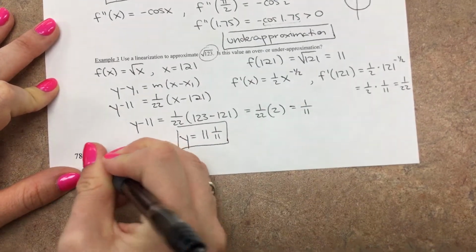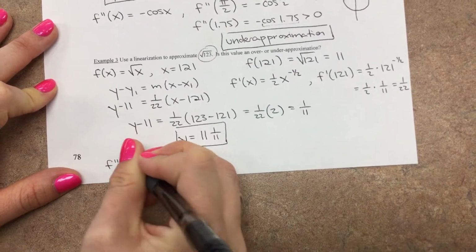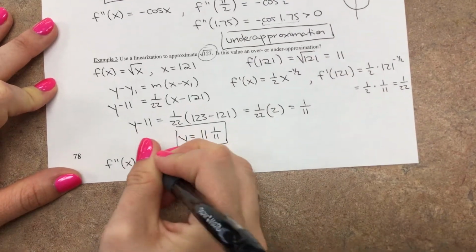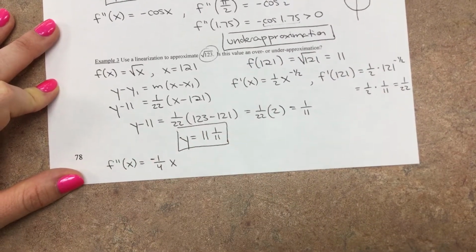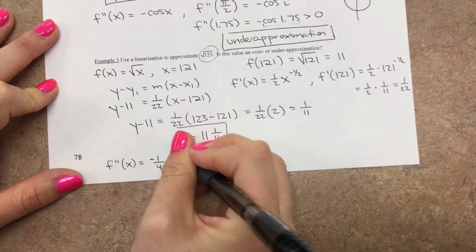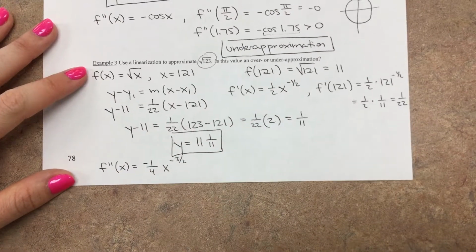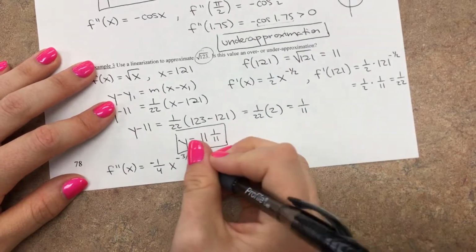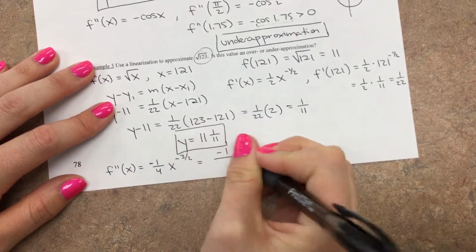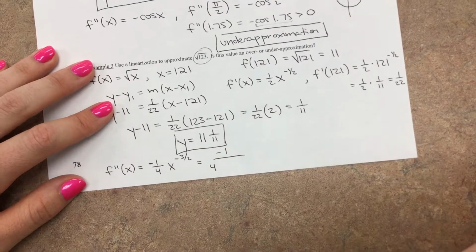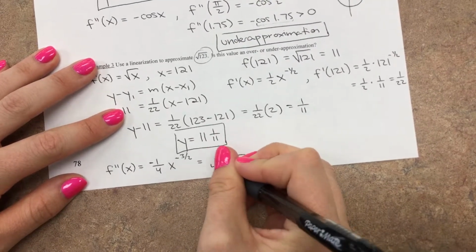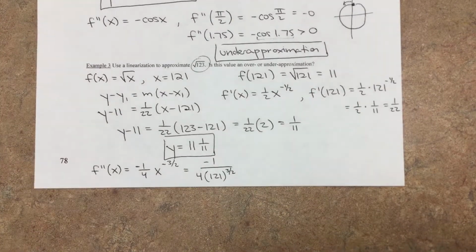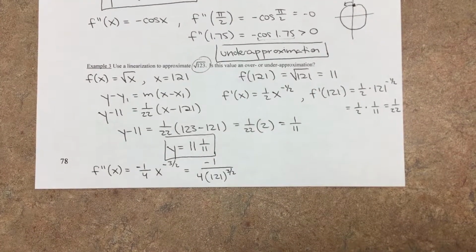So second derivative, f double prime, the derivative of the first derivative. So the negative 1/2 comes out front, gives us negative 1/4, and then my power drops down to negative 3/2. So if I plug my point of tangency in, I would get negative 1 over 4. So now I'm going to plug that 121 in right here. So 121, and then this would be listed as 3/2. It's not negative anymore because I flipped it down into the denominator.